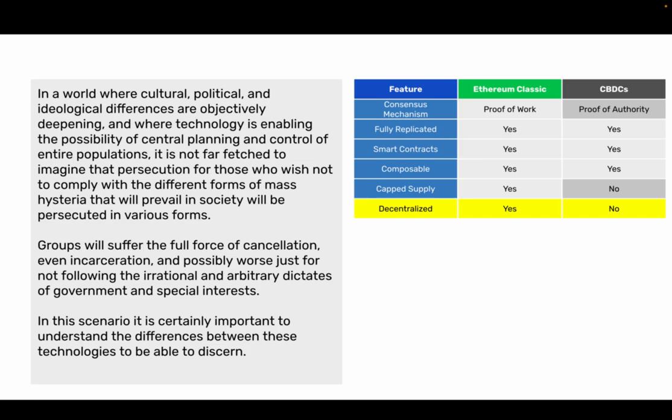Groups will suffer the full force of cancellation, even incarceration, and possibly worse, just for not following the irrational and arbitrary dictates of government and special interests. In this scenario, it is certainly important to understand the differences between these technologies to be able to discern.